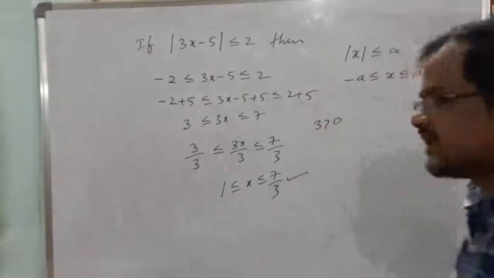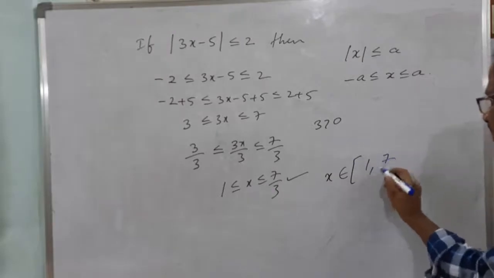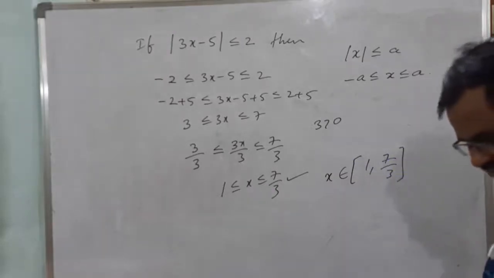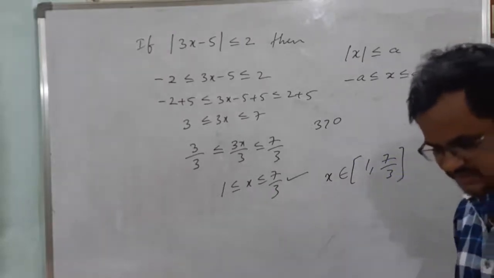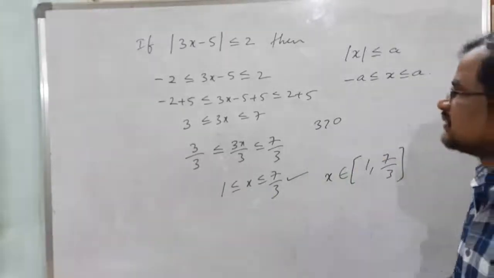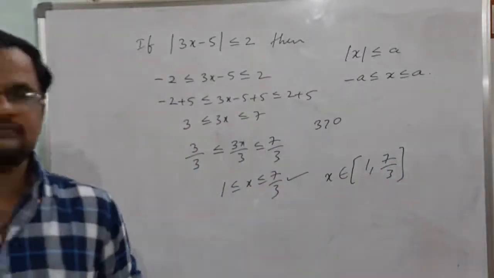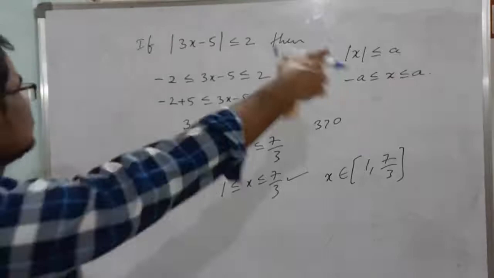So 1 less than or equal to x less than or equal to 7 by 3. This is our answer. Suppose if you want to write in terms of interval, we have to write like this: close interval 1 to 7 by 3. So here second option they given, 1 less than or equal to x less than or equal to 7 by 3.